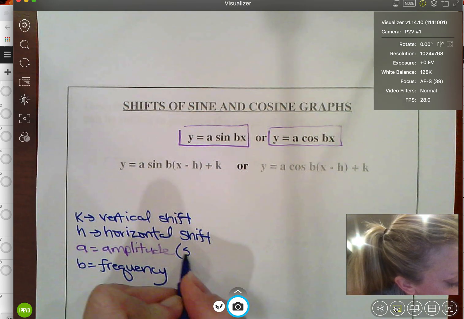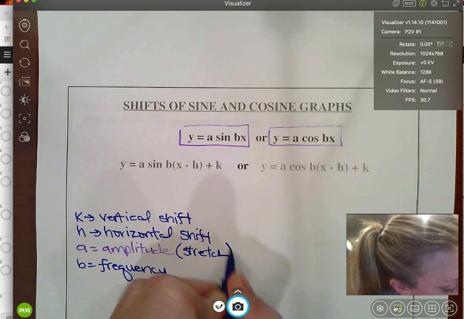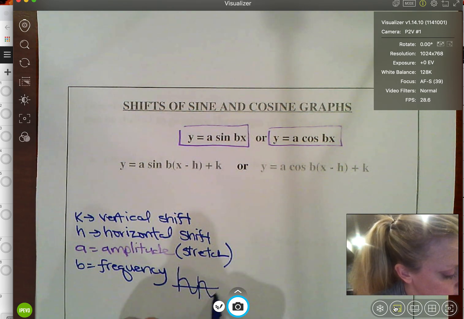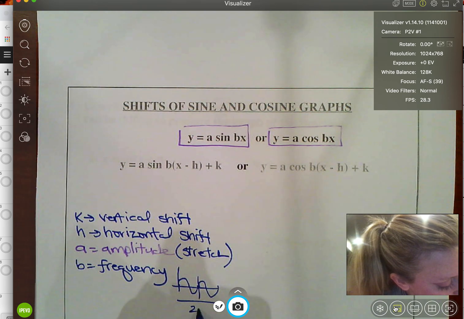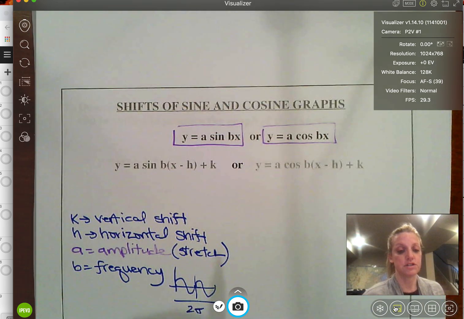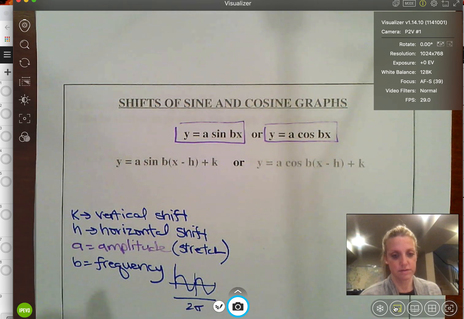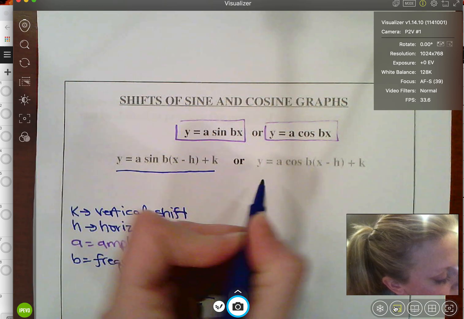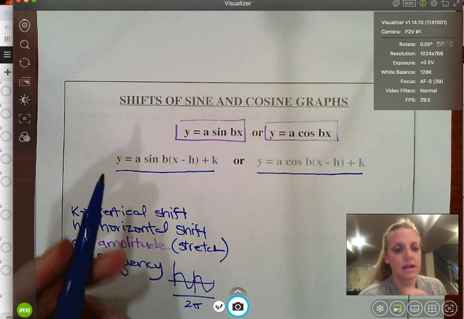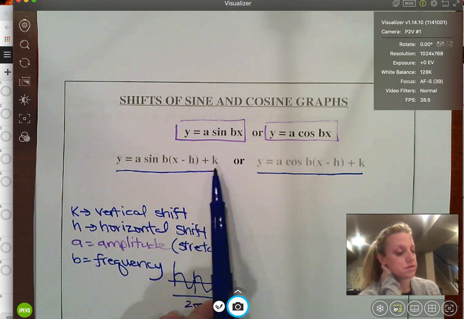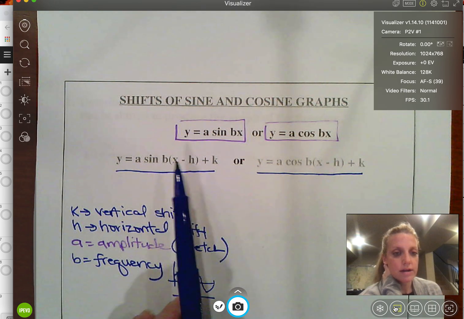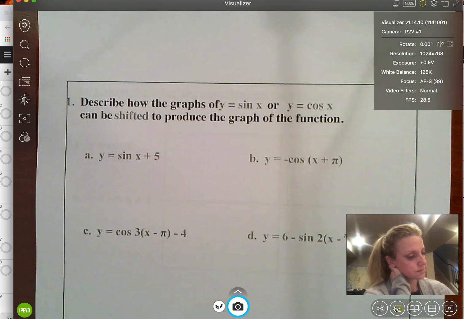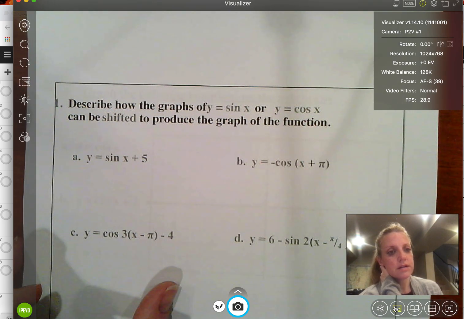Remember, amplitude was like the stretch, and the frequency was like how many cycles you get into 2 pi. So if this is 2 pi long, the frequency of that would be 2, because you see 2 full sine curves in 2 pi. So it would be worth writing these down. And they look kind of scary, except now they don't, because you are very used to the H and the K. And yesterday you got used to the A and the B. So now we know how to handle these things. All right, so very quickly write these down.